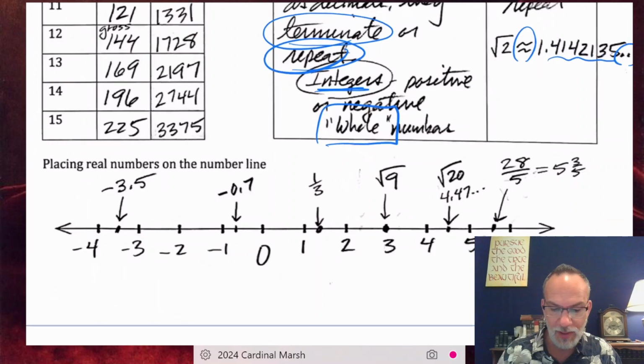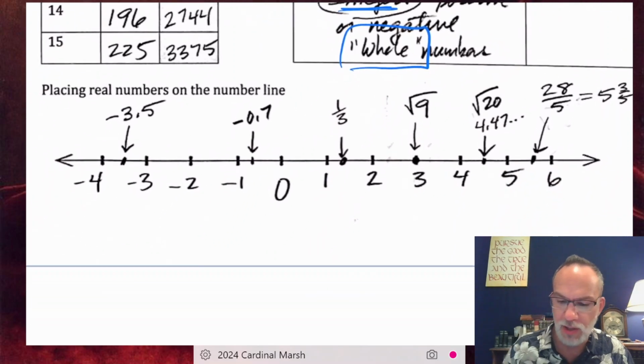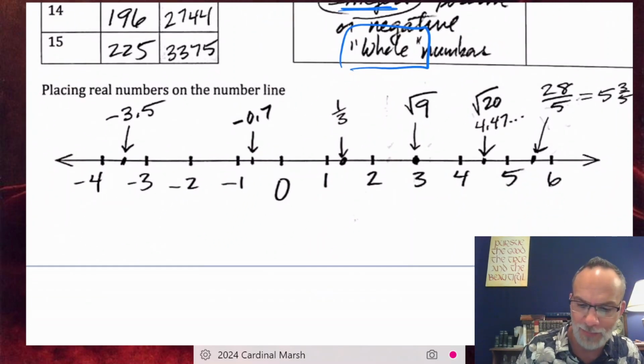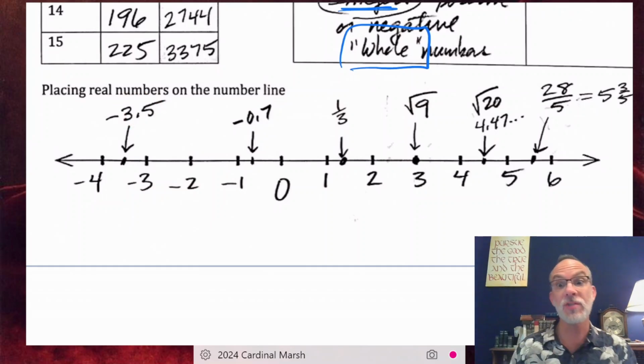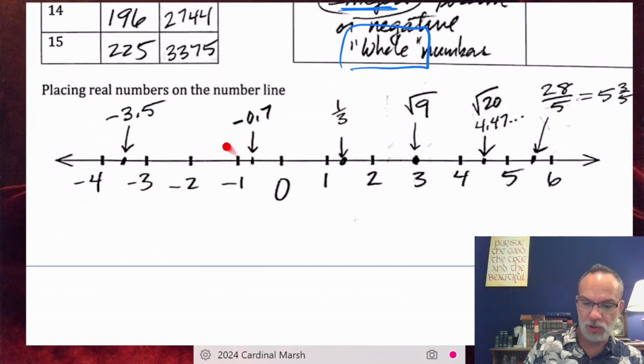Almost finished. Placing real numbers on the number line. Here's a number line that I've got with the structure along the bottom. Here's 0, here's 1, 2, 3, 4, 5. Here's -1, -2. And then along the top, I'm showing you where certain numbers go. -3.5, to the left of 0. 1, 2, 3, and a half. Notice it's to the left of the number 3. But if we had been on the right side, +3.5 would have been to the right of 3. So be careful which direction you're going.